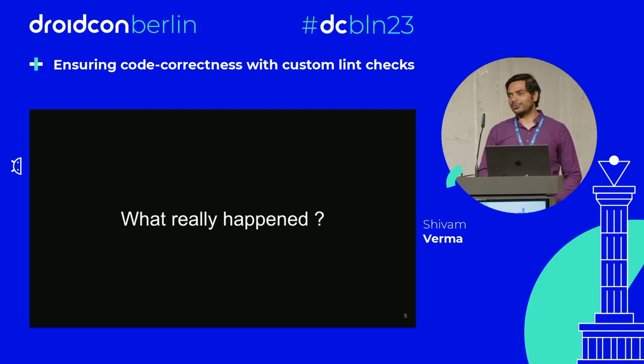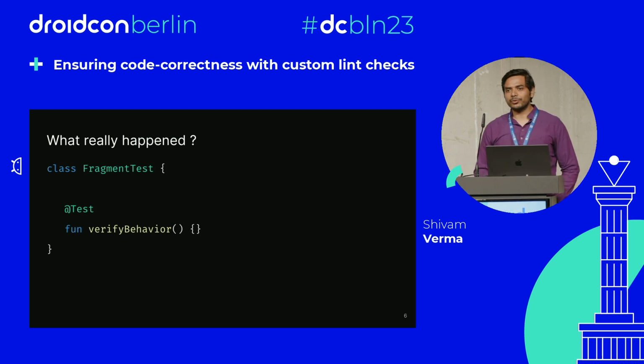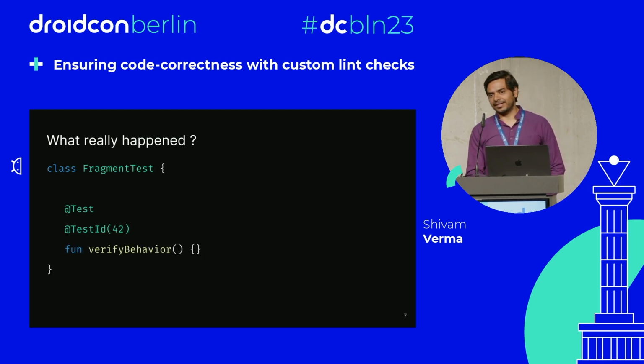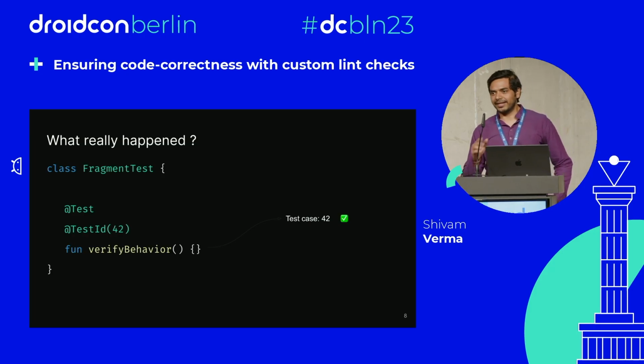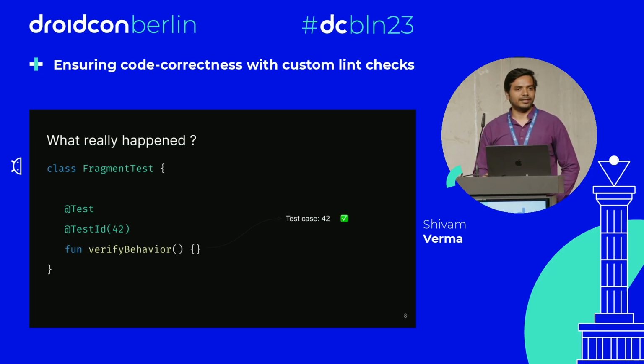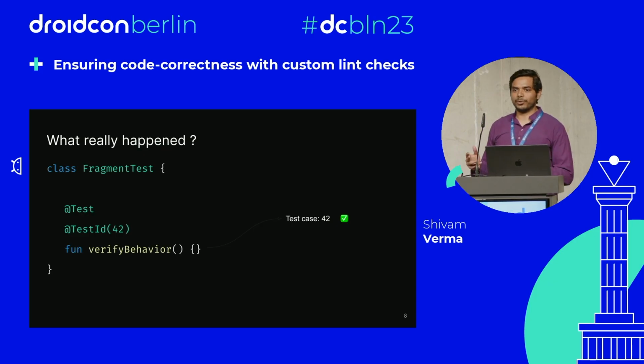So what really happened, and why did I start looking into writing my own lint check? In our code base, when we write UI tests, we can add a test ID to that test so that whenever it runs, it can report to a test reporting tool and say that XYZ test passed. We can keep track of it and make sure we have an adequate number of tests passing before we make releases. And if they fail, that's also reported as a failure.